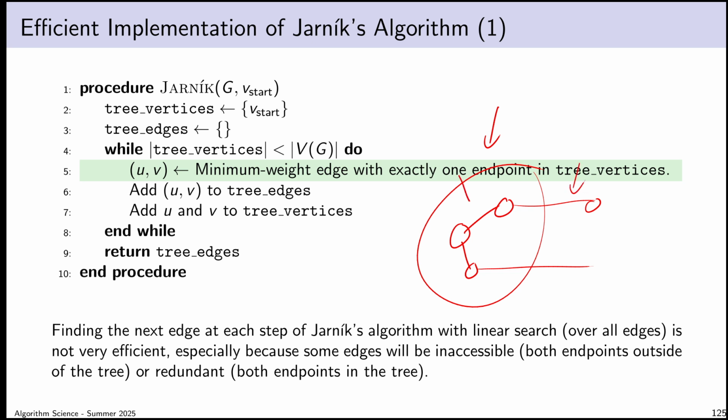But the problem is I'm also iterating over all these edges in the tree, which are irrelevant to me at this point, and lots of edges that just connect to other vertices that are outside the tree, which are also irrelevant. I want to avoid inaccessible or redundant edges, edges that are already in the tree, edges that are completely outside of the tree. And it feels to me, therefore, as if I could do something to speed this up.